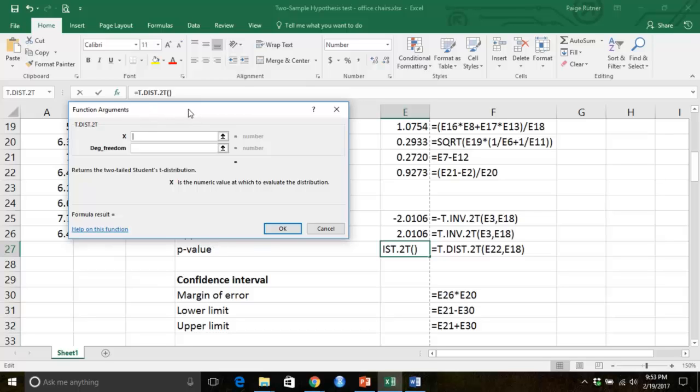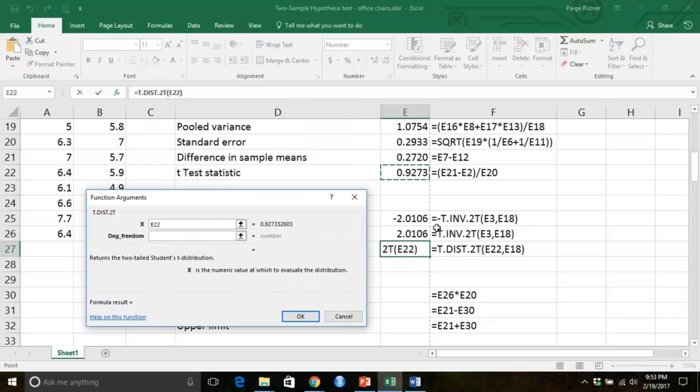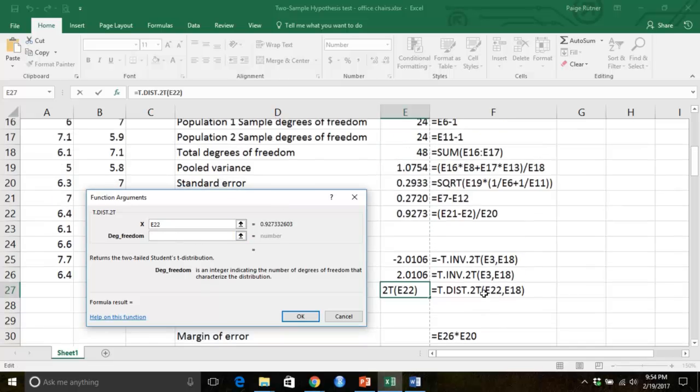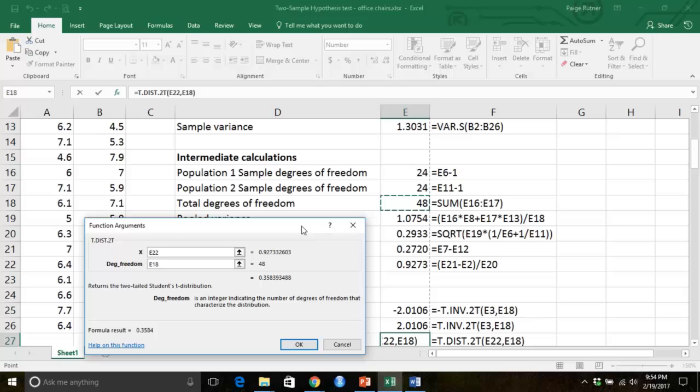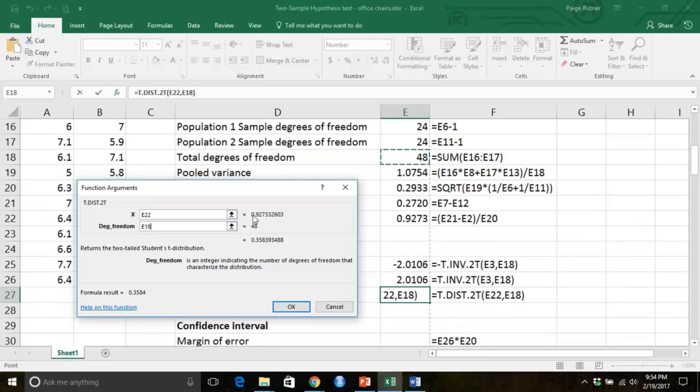The value of x that I need to give to it is the t-statistic that we just computed, and degrees of freedom is my total degrees of freedom that we had computed previously. So I'm telling it, what this is going to do is look to a t-value of, where is my t-value, 0.9273. Yeah, we're seeing it right here, 0.9273. And it's going to give me the probability under a t-distribution with 48 degrees of freedom that is greater than positive 0.9273 and then also less than negative 0.9273.